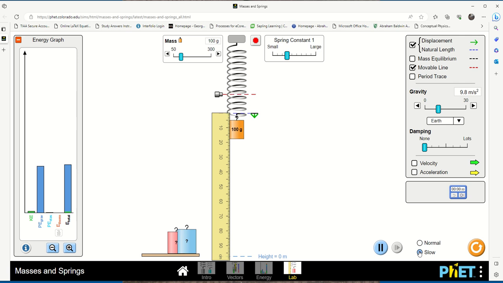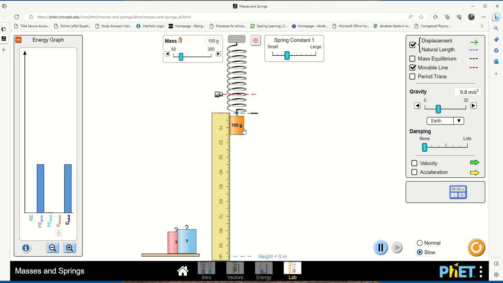And you can click slow here. You can see that green arrow, that's the displacement of the spring from the equilibrium position. Let me go ahead and take the mass off. I'm going to take 100 grams and put it on the spring. Now you want to be careful. See that green arrow? When you release the mass, you want that green arrow to be 0. See right there.